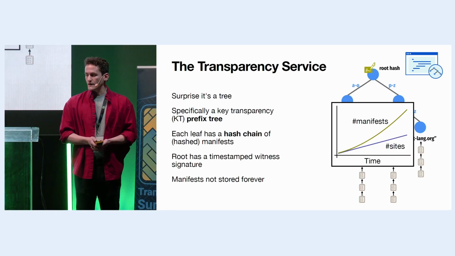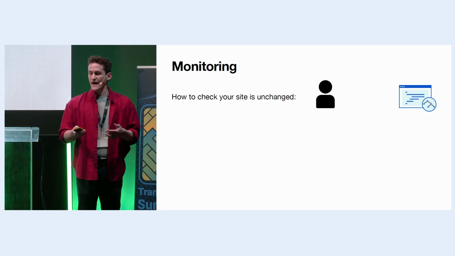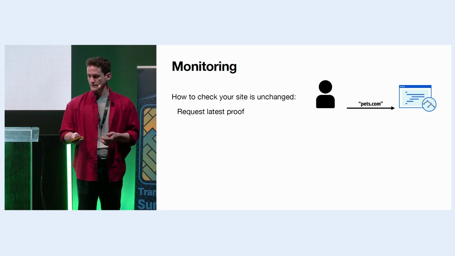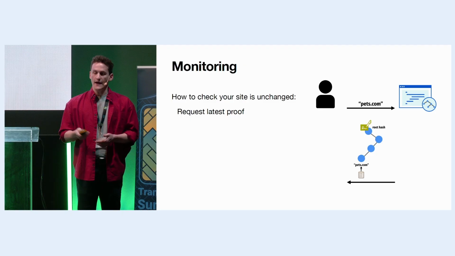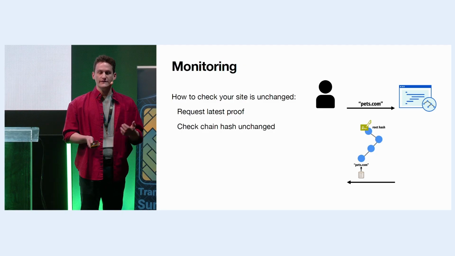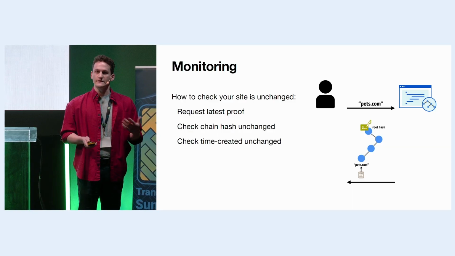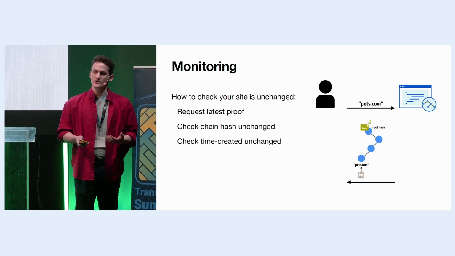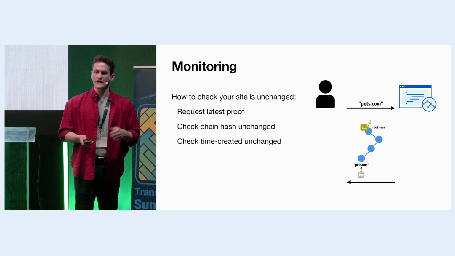So we obviously need a monitoring story. So what does this look like? It happens to be very efficient. So if a user wants to monitor their own site that they've enrolled in transparency, they simply ask for a site, and they get the inclusion proof of their site in the prefix tree. And all they have to do is check 2 things. Check that the manifest hash is unchanged from the last time they requested this proof, and also check that the time created of this leaf is unchanged, which is to say it hasn't been unenrolled and re-enrolled, because that would have given it a new timestamp.